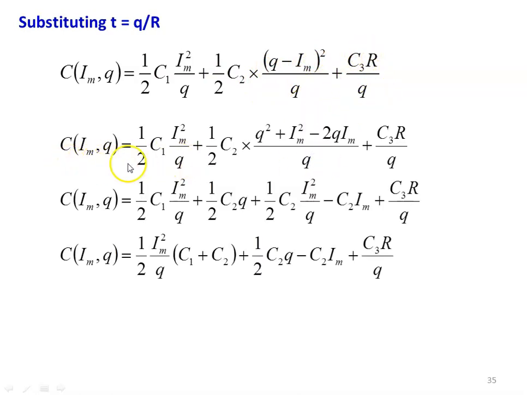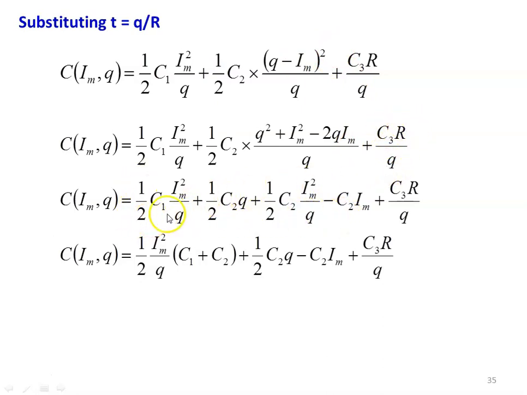Now this equation we further modify: 1 by 2 C1 IM square by Q plus 1 by 2 C2 into (Q square plus IM square minus 2 Q IM) divided by Q, expanding Q minus IM whole square, plus C3 R by Q.